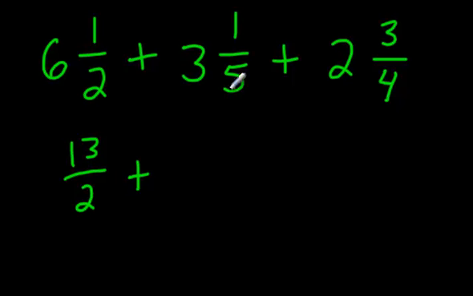Okay, the next one. 3 times 5 is 15, plus 1 is 16, over 5. And the last one, 4 times 2 is 8. 8 plus 3 is 11.